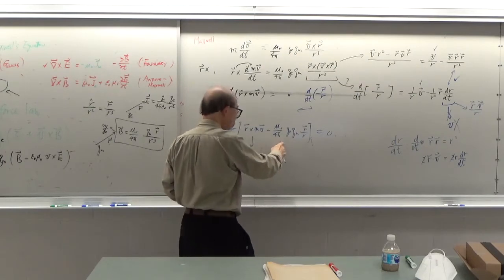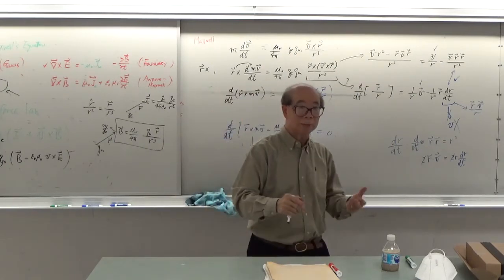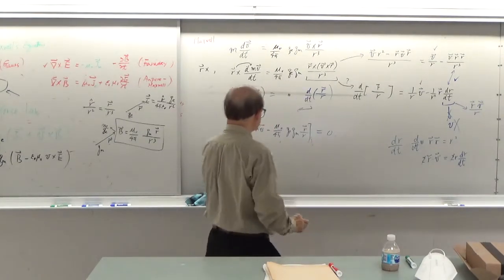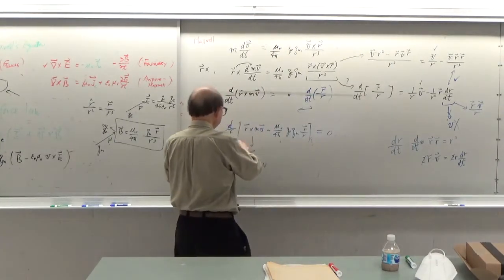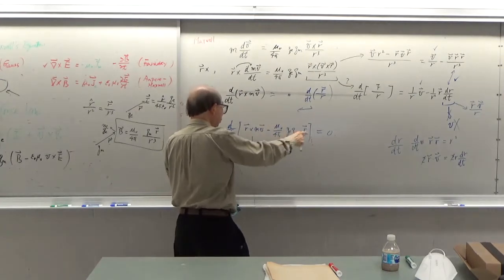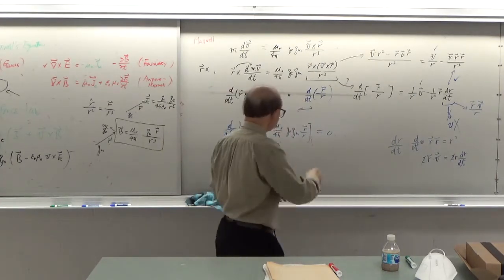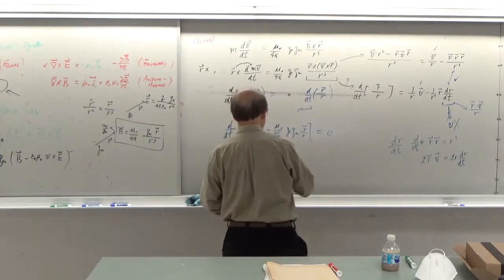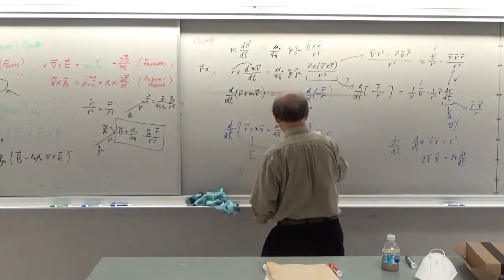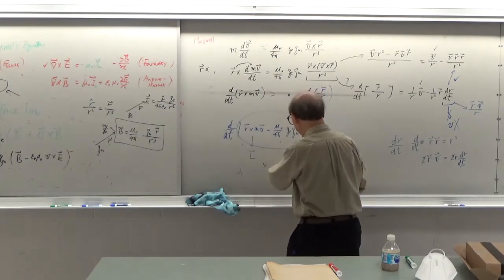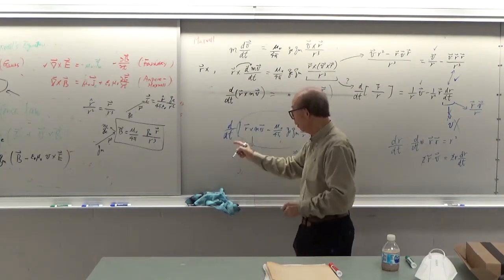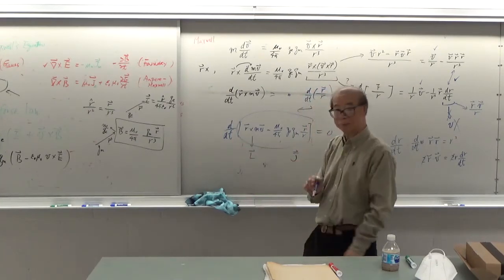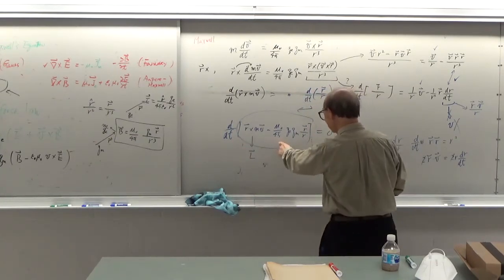So this term also has the meaning of some kind of angular momentum. Obviously, since d/dt acting on the whole thing is 0, this has the meaning of the total angular momentum. Let me call this J. And J, the total angular momentum, is a constant of motion. d/dt acting on it is 0.